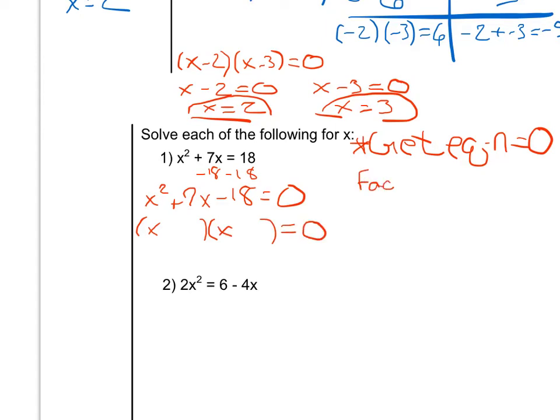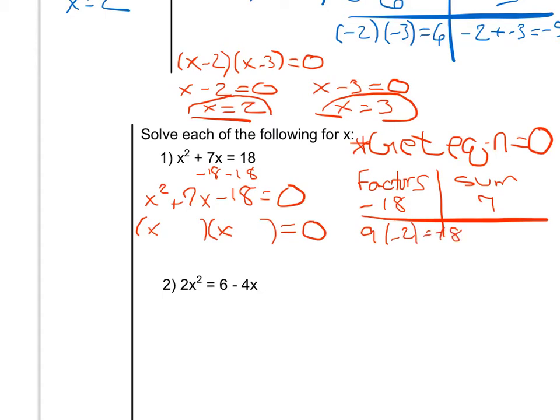I'm going to do factors of negative 18, sign belongs to the number, with a sum of 7. And so I'm going to try 9 times negative 2. That does give me negative 18, and 9 plus negative 2 does give me 7. So I get what I want. So I'm going to go ahead and put plus 9 in here and minus 2 in here.